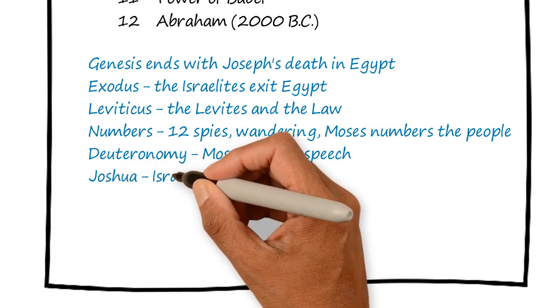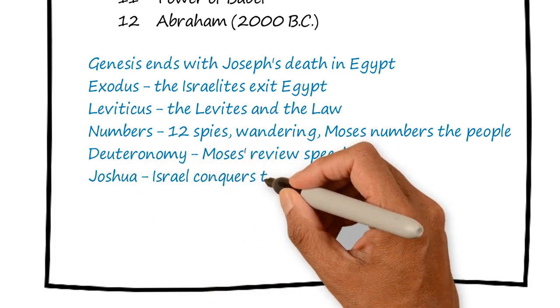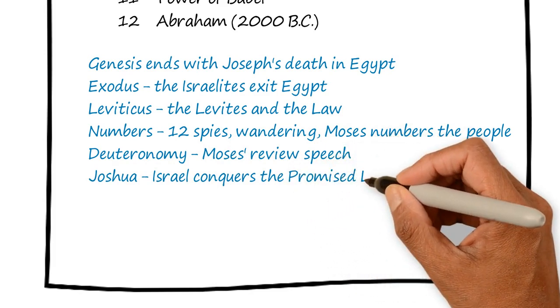After Moses died, Joshua led the people, and the book of Joshua records the details of the conquering of the Promised Land.